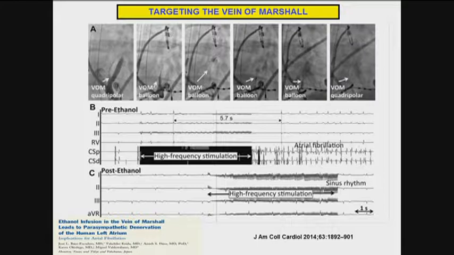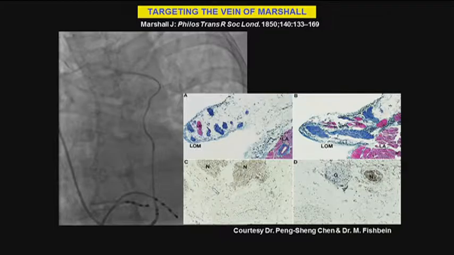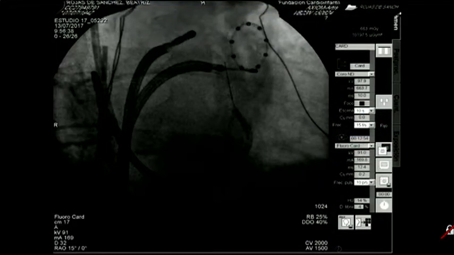You can go back to the lab, please. So just remember this point. This is the structure that they're mapping, and that's epicardial. Exactly. So the idea is that the vein of Marshall is just a vascular route to reach the epicardium.